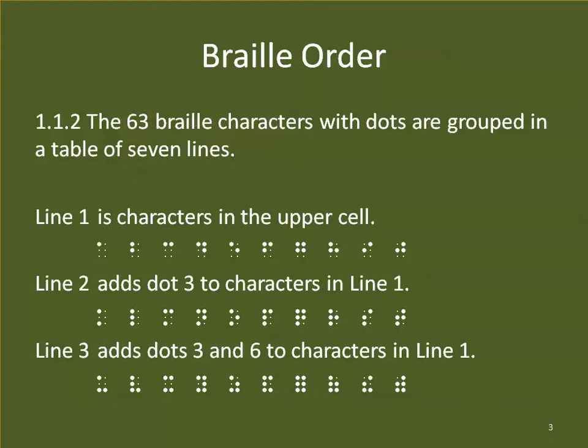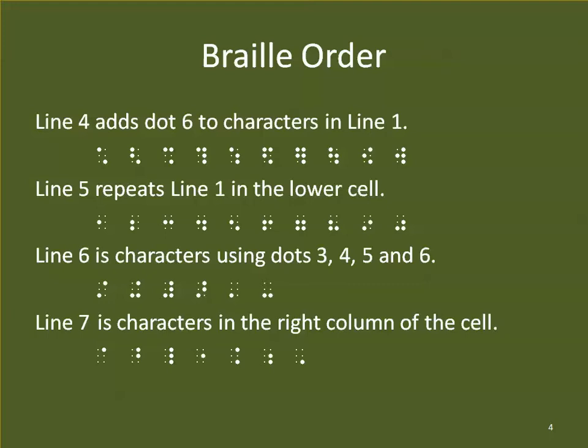Line 3 adds dots 3 and 6 to the same characters in line 1. And if you notice that, that's where we get our last 5 letters of the alphabet, not including the W, because W is not part of the French language, which is the language that Louis Braille spoke when he developed this, so W is not included in this line. It is, however, where we get our and, for, of, the, with characters.